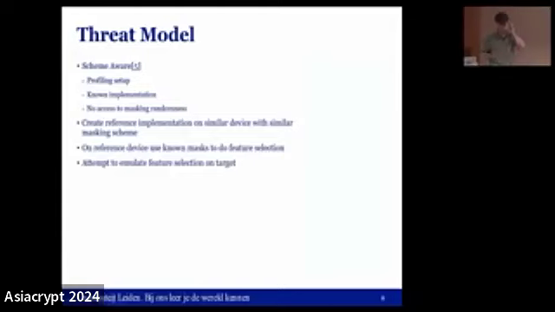So our threat model, very briefly: we're assuming a scheme-aware threat model where we have a profiling device with a known implementation, but we don't have access to masking randomness. In evaluations, this can happen, or because the masks are stored in protected registers. This is a fairly common threat model. So what we then introduce is a reference implementation on a similar device with a similar masking scheme. And here similar is very vague, and I apologize for that. On the reference device, because we really fully control this device, we use the known masks to do feature selection, and then we attempt to emulate the feature selection that we do on the reference device on the target device.